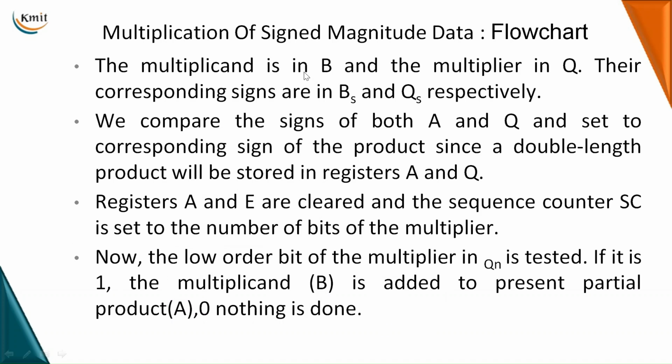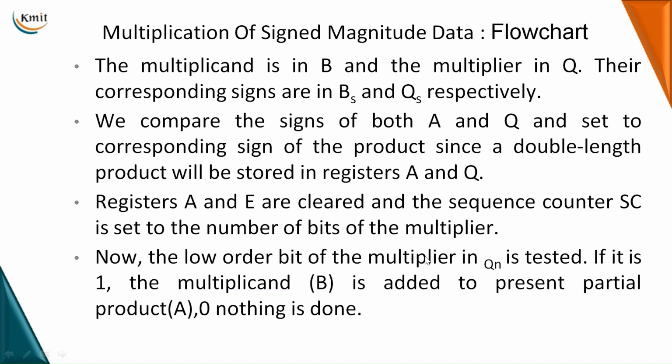The multiplicand is in B and the multiplier is in Q, and the respective signs are in BS and QS. We are going to compare the signs of B and Q, and based on that we are going to set the sign for your product. Next, we initialize the registers A and E and they are cleared. We are making them both zeros, and the sequence counter is set to the number of bits of your multiplier, which is n minus 1. N minus 1 represents only the magnitude part of your multiplier.